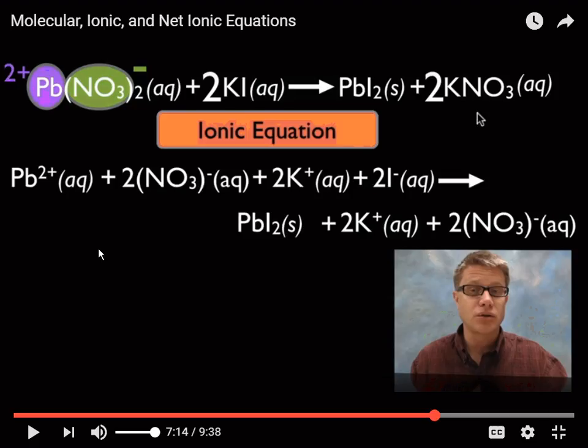All right, let's finish this up, and that's now going to lead us to our net ionic, our final step. Showing all of the ions that we have present. Okay, what's the third type of equation?